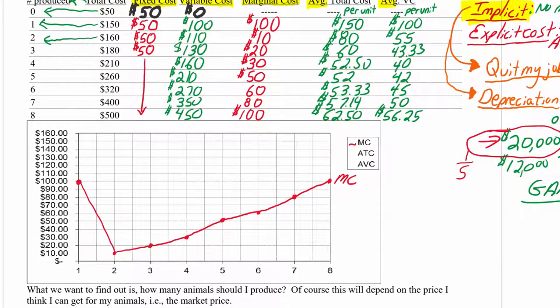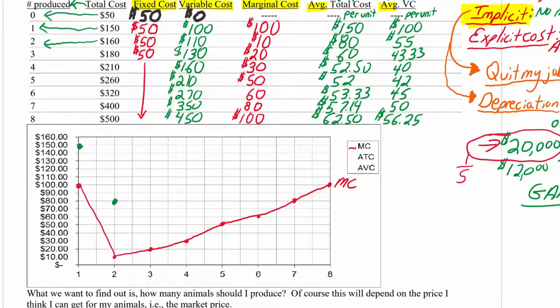Now let's graph the average total cost. I'll do that in green. 150. 80. We're going to be approximate here for some of these where we can't see exactly where to put the dot, but we don't want to be too sloppy. 52.50 for 4, 52 for 5, 53.33 for 6, 57.14, and 62.50. And connect those dots. Average total costs. Now we'll do the same thing for average variable cost, and I'll use blue here for average variable cost. 100, 55, 60, and connect the dots.